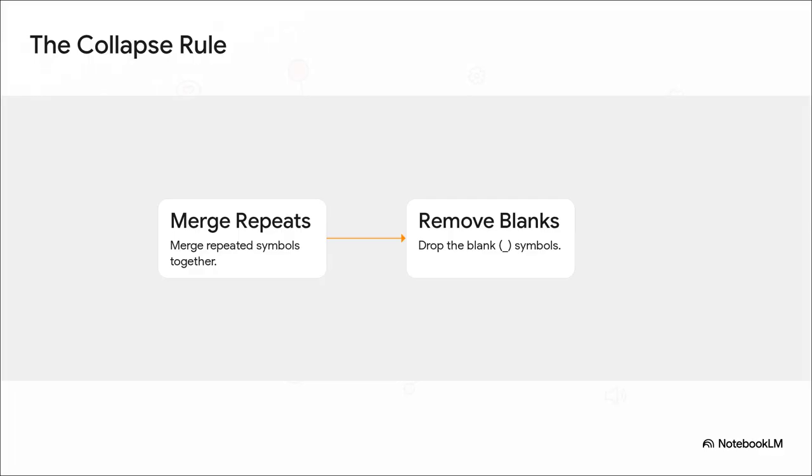So how does this actually happen? Let's follow the journey of a single word. It relies on the model doing something very simple, emitting one token, or a special blank token, for every single audio frame. But since there are way more frames than actual text characters, the model clearly needs a way to shrink that sequence down. And it does this by applying what's called the collapse rule, which has two beautifully simple steps. Step 1, merge any repeated symbols. Step 2, remove the blanks.